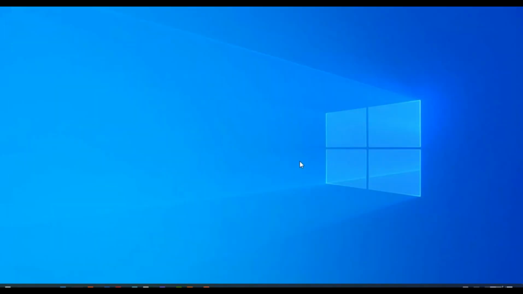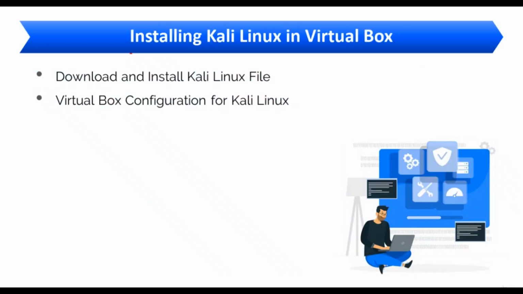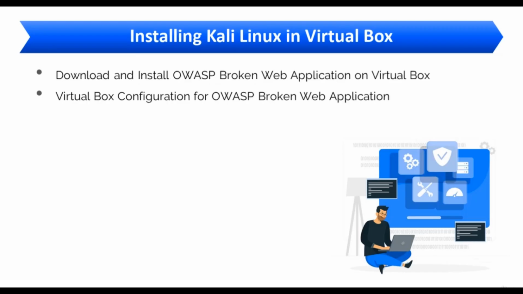Let us have a quick recap of what we did in this lecture. We saw how to download and install the Kali Linux file. We also saw the VirtualBox configuration. In the next lecture, we will see how to download and install OWASP.